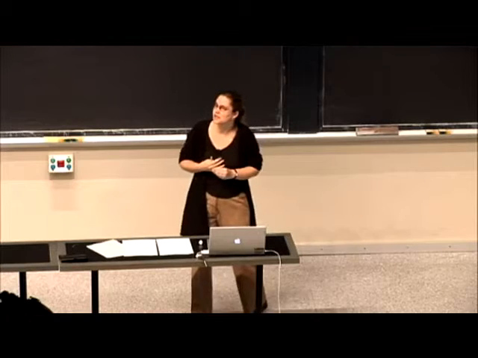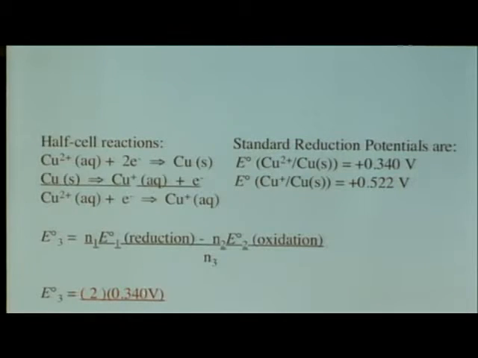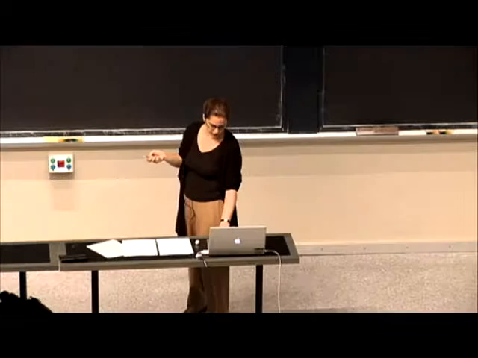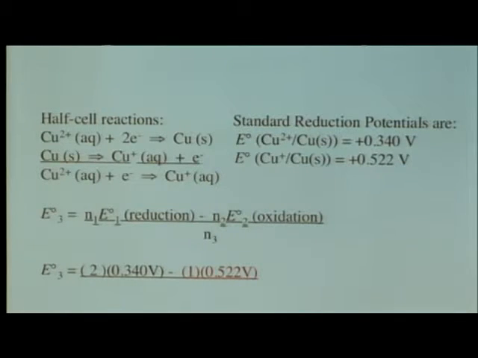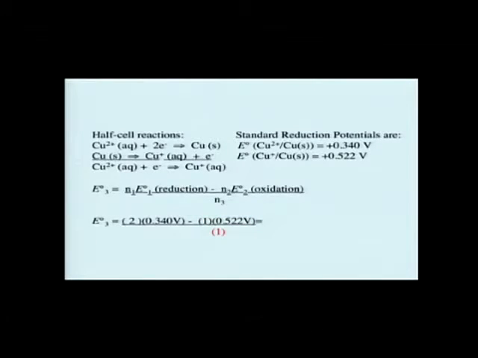And how many moles of electrons are involved? Yeah. So we put in 2 times 0.340 volts. And then over here in the oxidation, there's 1 electron involved, and we put in our other potential. So 1 times 0.522. And what are the number of moles of electrons for our desired final reaction? 1. And so then we can do the math and come up with an answer of 0.158 volts.